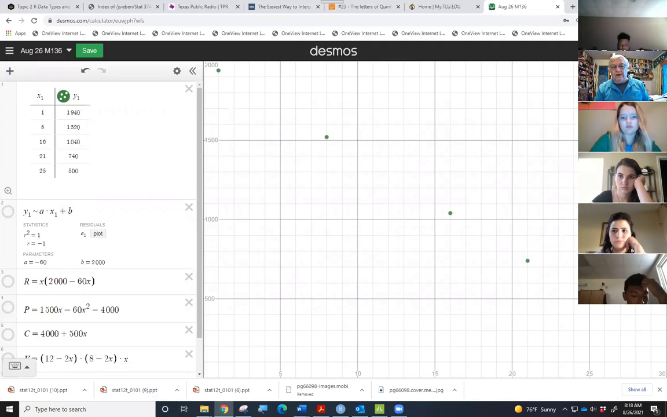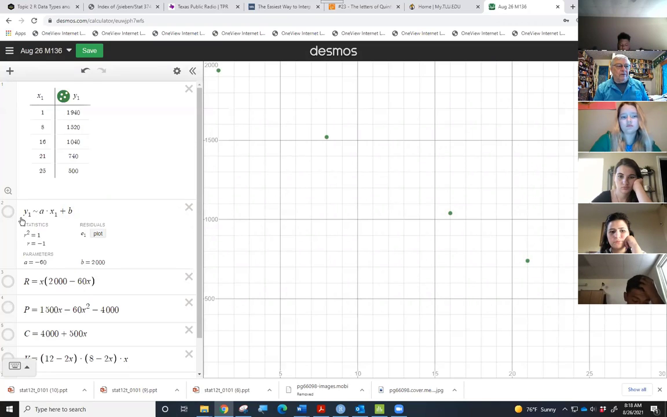That kind of looks like I could draw a straight line through those, doesn't it? Looks like a linear pattern. So one of the things I can do is ask Desmos to give me an equation for a linear function that goes through these points.